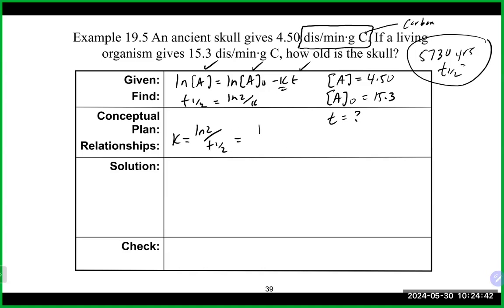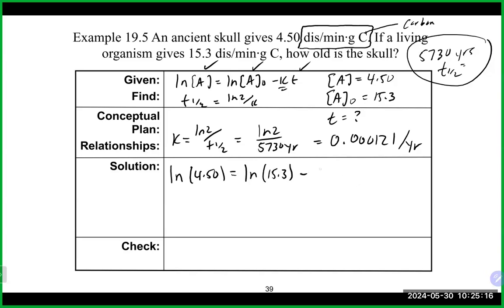And in this case, that will give us the natural log of 2 divided by 5730 years. And that will get us 0.000121 reciprocal years. Now I have everything I need. I can go into my equation. This will give me my natural log of 4.5, which is our ending natural log of where we started, 15.3, minus our decay constant here.